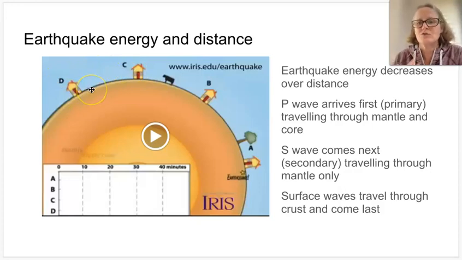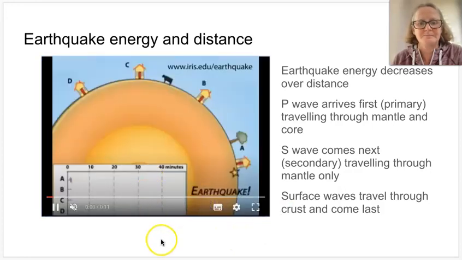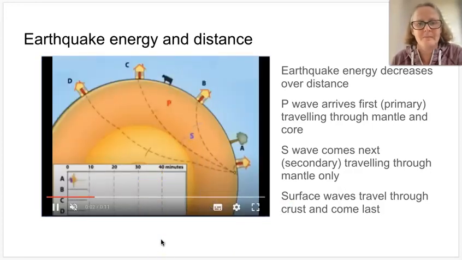And the P wave can travel through the mantle and the core. So we've got the mantle in orange and the core in lighter orange down here, sort of yellowy orange. And then the S wave comes next, and it has a larger amplitude, and then the surface wave travels last. So let's have a look at that happening.